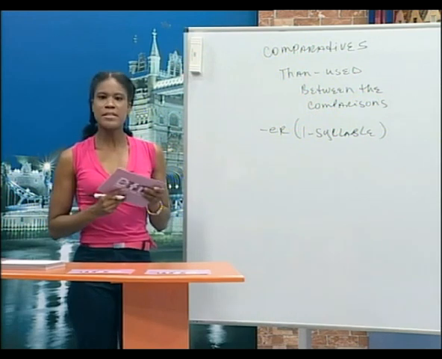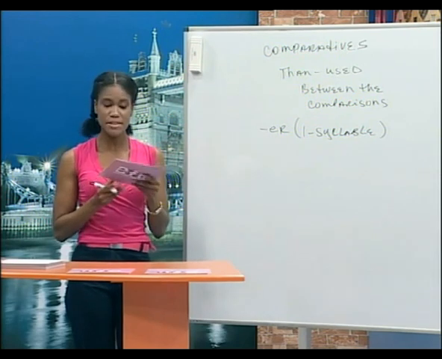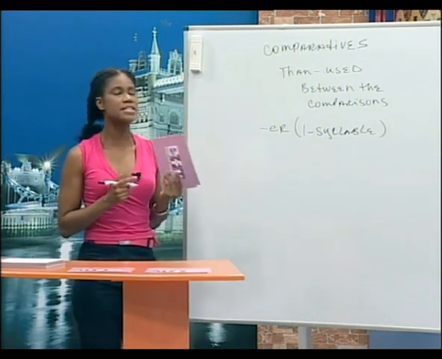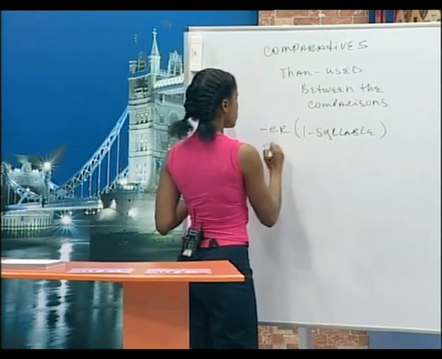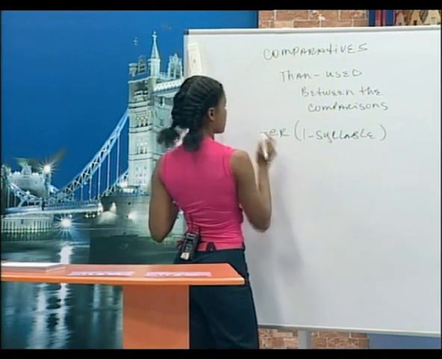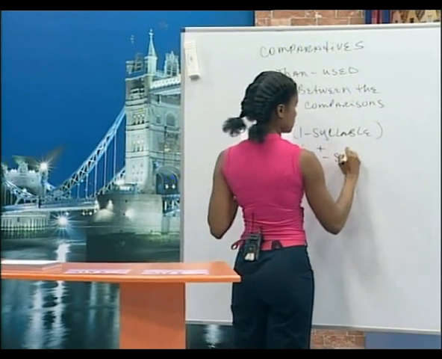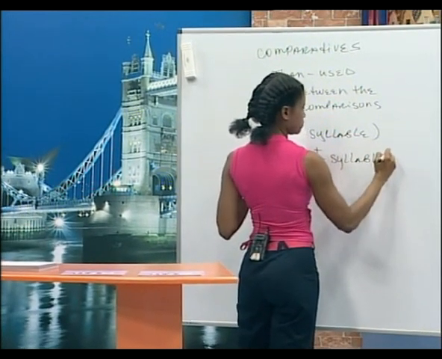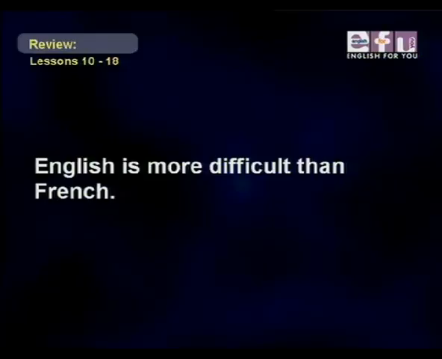Now for some one-syllable adjectives, when it's a very short word that ends in a vowel and a consonant, the final consonant is doubled. For example, I am fatter than my wife. So we use two T's. But for two or more syllable adjectives, we add the word more. For example, English is more difficult than French.